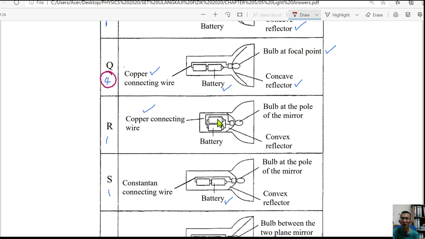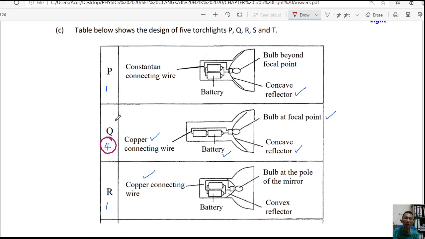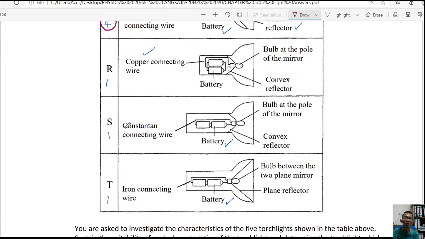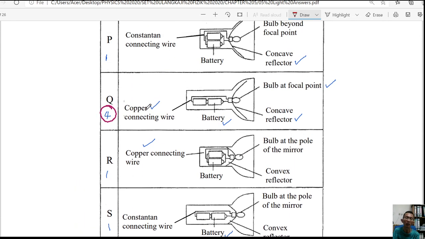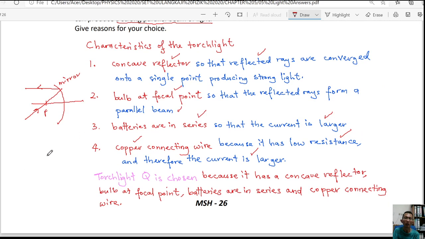And then next one, you have to count how many ticks you have made. For example, here I only have one tick, so one. Here I have four ticks, so I have four here. Then you compare the number of ticks. P only one tick, Q I have four ticks, R one tick, S one tick, T one tick. So which one has the most ticks? Q. So the chosen one is Q. So as for our selection, torchlight Q is chosen.